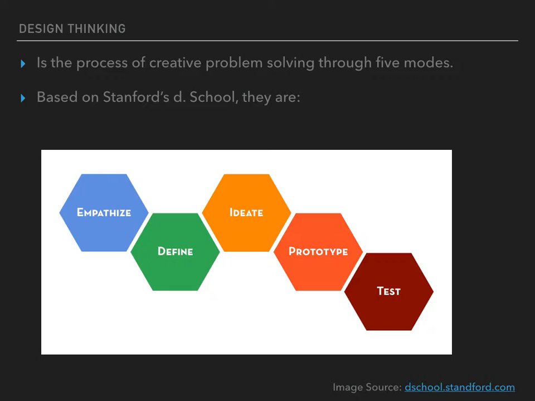The process of design thinking begins with empathizing, where you research the people you are designing for. Then, during the define mode, you create a specific definition for the problem you want to solve. In the ideate mode, you brainstorm and come up with ideas that could potentially solve your problem. And with those ideas, you choose one and develop a prototype that you can then test to see if it's the best solution for your problem.